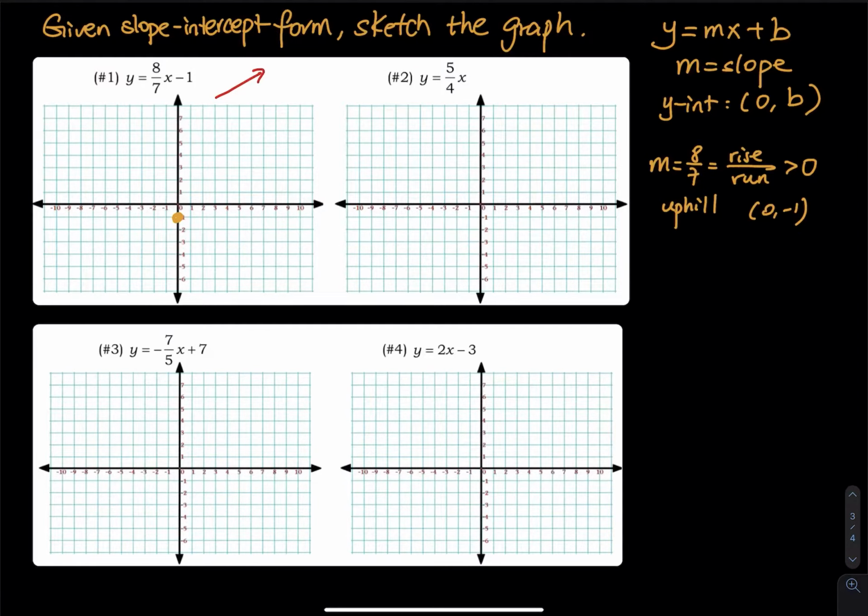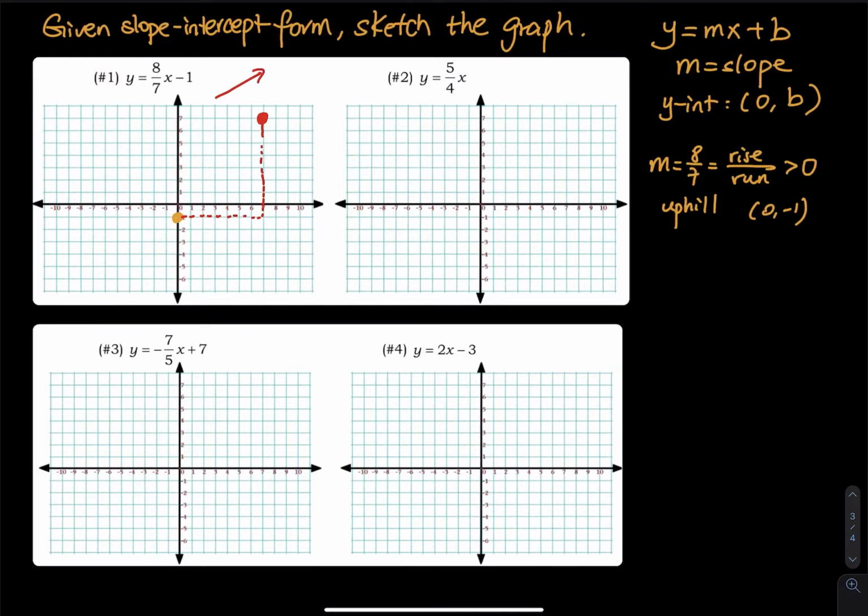So that means we run 7 units to the right, and then we go 8 units up. So that will be 1 plus another 7 units. So that will stop right here. Then that is my reference point.